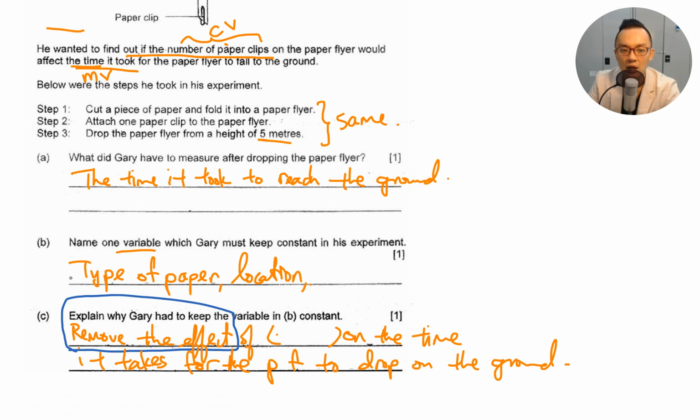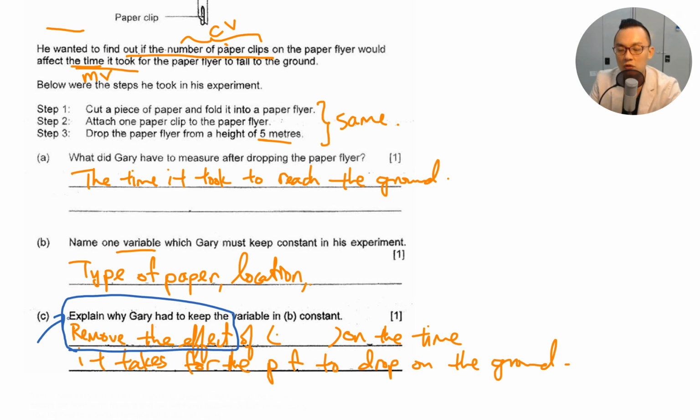Okay, you're going to see a lot of this kind of question. Explain why you have to keep the variable constant. So you want to remove the effect of whatever thing you want to keep constant on the measured variable. Maybe the type of paper will cause it to fall faster, so you want to remove the effect of the type of paper.